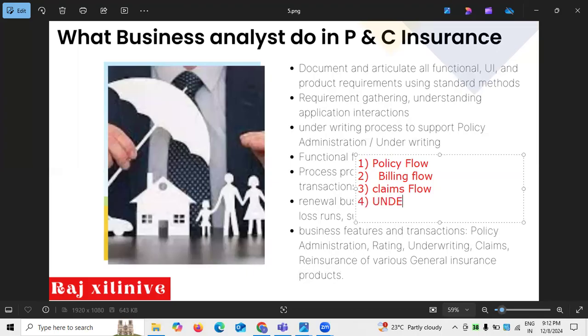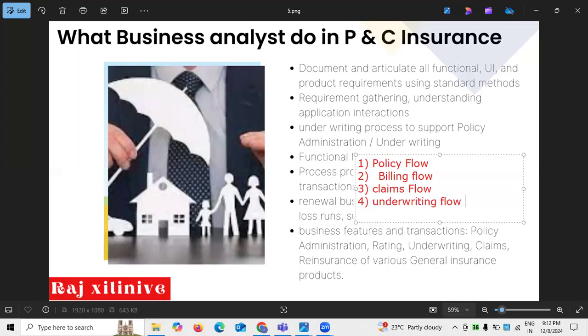We are talking about underwriting. Underwriting flow is required. Underwriting is nothing but the risk assessment: what kind of risk is involved here, and how to assess the risk. What are the parameters that will be taken to assess the risk? Based on the report given by the underwriting team, the subsequent transactions or activities will be considered accordingly. So you need to know about the underwriting flow.